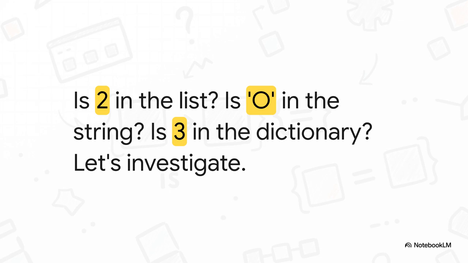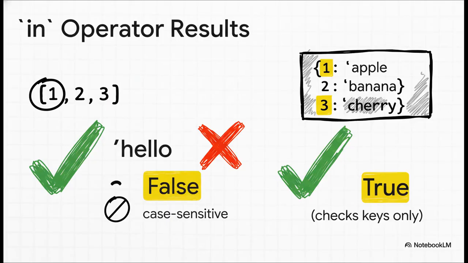Here, we're basically asking three questions. Is the number 2 in our list? Is the capital letter O in our string? And is the number 3 in our dictionary? Let's see what the detective found out. And the results are in. The first one is true, just like you'd expect. But check out the second one, it's false. That's because Python is case-sensitive, so a lowercase o is a totally different suspect from an uppercase O. Now the third one is true, and this is a really crucial point. When you use in on a dictionary, it only checks the keys, not the values.